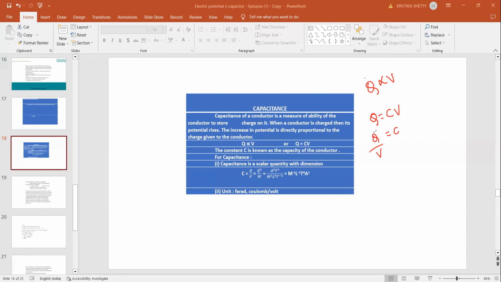Q is the charge, V is the potential, C is the capacitance of the capacitor. Yes, this capacitance of the capacitor is also a scalar quantity. This has a unit farad, or it is also expressed as coulomb per volt. The dimension formula, when you look, is M raised to -1, L raised to -2, T raised to 4, A raised to 2. Yes, note down these points.